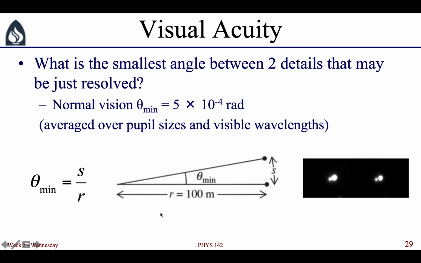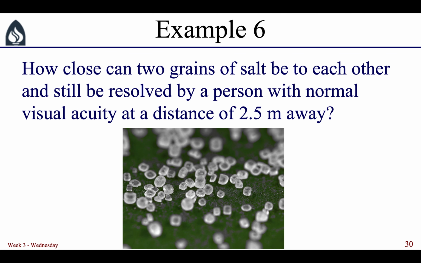And if we are looking at a couple of light sources that are separated by some distance s, and we have a distance to those objects of r, the angle between those objects is going to be equal to their separation distance divided by the distance they are away from the viewer. Now, if that angle is bigger than 5 times 10 to the minus 4 radians, then on average, a person will be able to distinguish those two objects. So let's look at an example problem dealing with that.